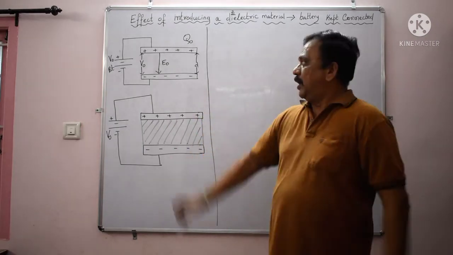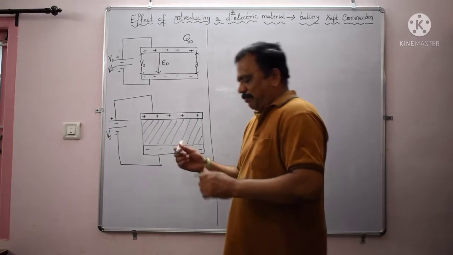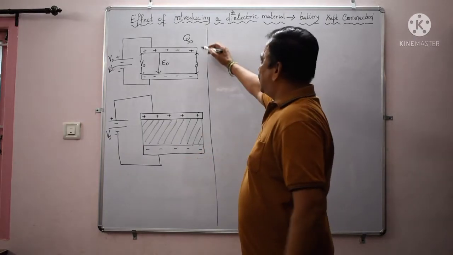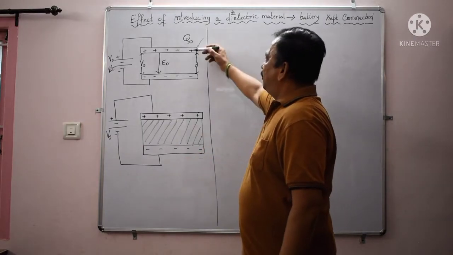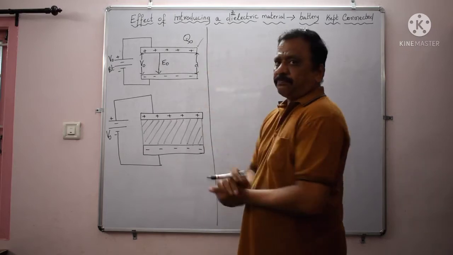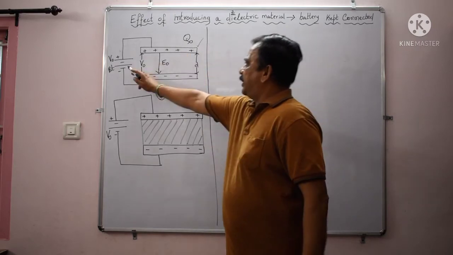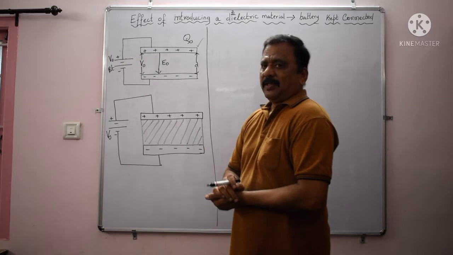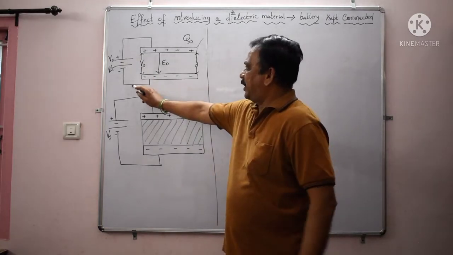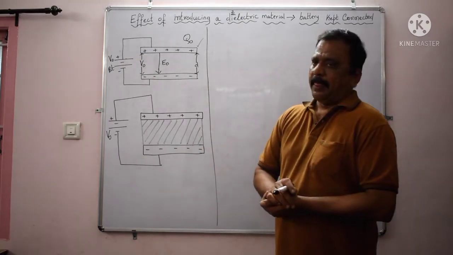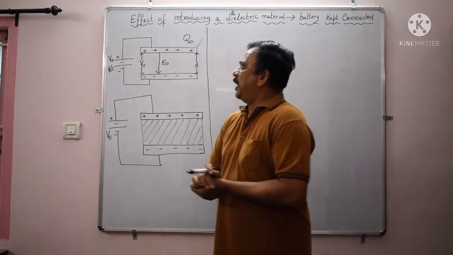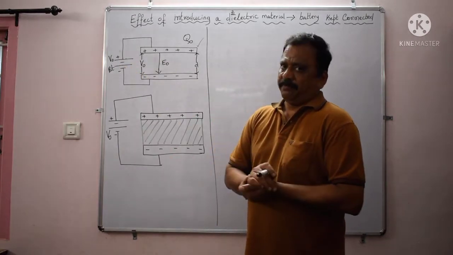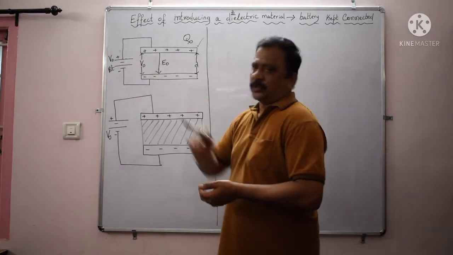Okay, right. Now you just go to the first diagram. If you look at the first diagram, what we have here is a parallel plate capacitor. The upper plate is connected to the positive of the battery and the lower plate is connected to the negative of the battery. Let V0 be the terminal potential difference of the battery, that is, the voltage offered by the source.